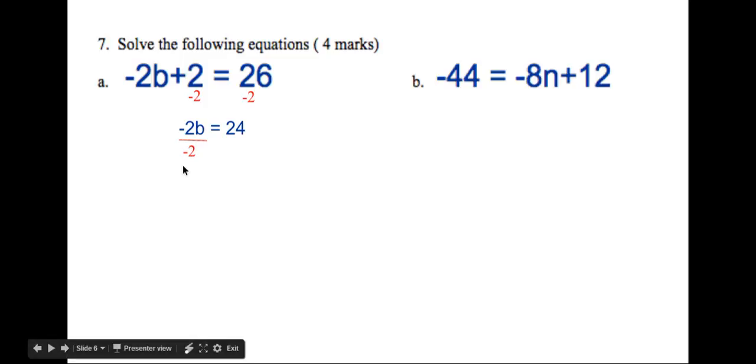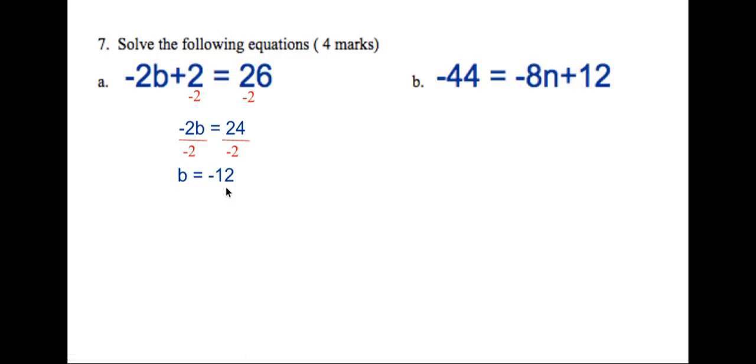But if you divide the left-hand side by negative 2, you also have to divide the right-hand side by negative 2. Okay, and that gives us b is equal to 24 divided by negative 2, a positive divided by negative. Signs disagree, that's negative 12. Okay, so b is equal to negative 12.